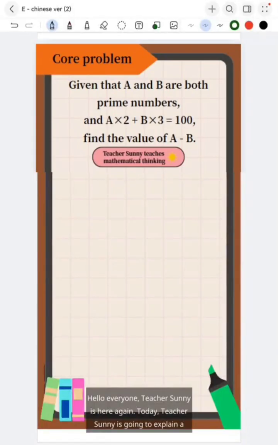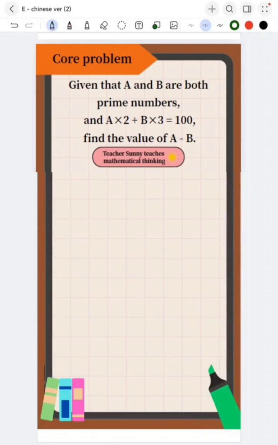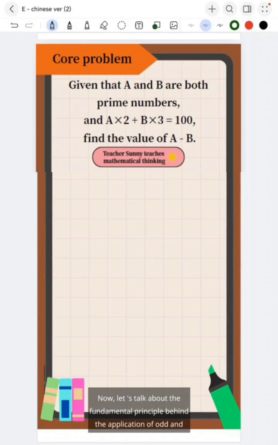Today, Teacher Sunny is going to explain a core problem type to everyone. Now, let's talk about the fundamental principle behind the application of odd and even numbers. Let's look at the problem.